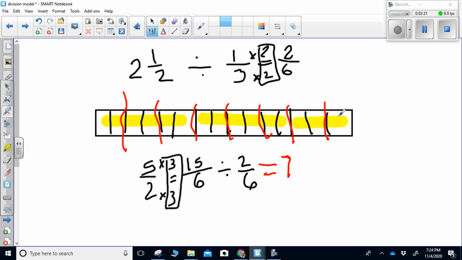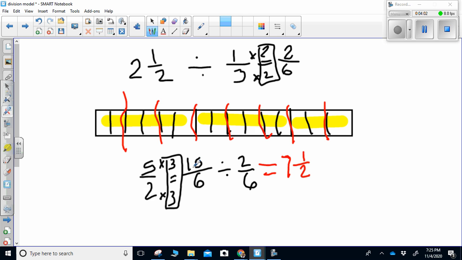And then I have 1 sixth. Well, 1 sixth is half of a group of 2 sixths. So this is 7.5. 1 group of 2 sixths, 2 groups of 2 sixths, 3 groups, 4 groups, 5 groups, 6 groups, 7 groups, and a half of my last group. So 15 sixths divided by 2 sixths is 7.5.